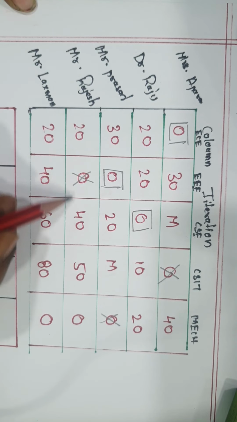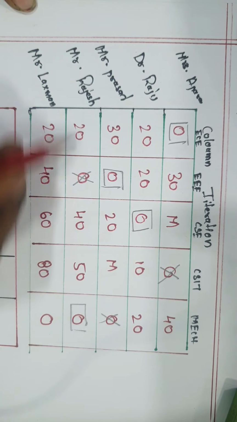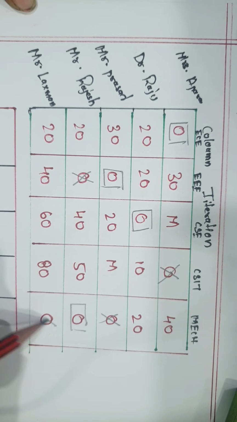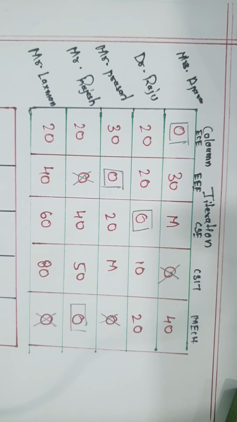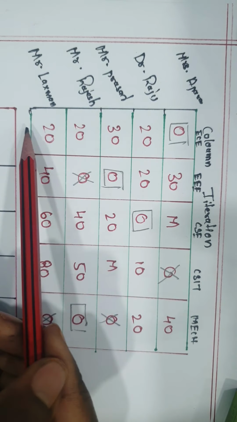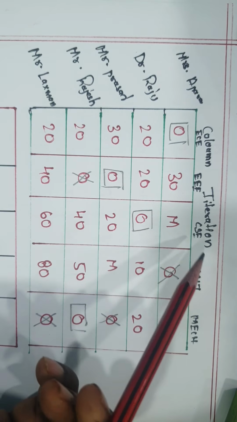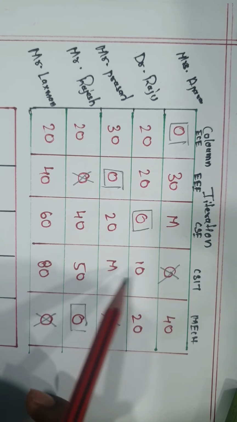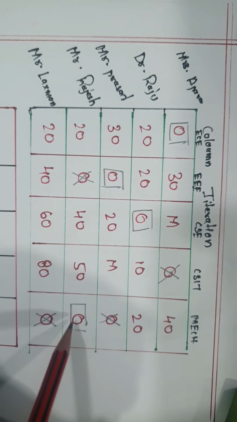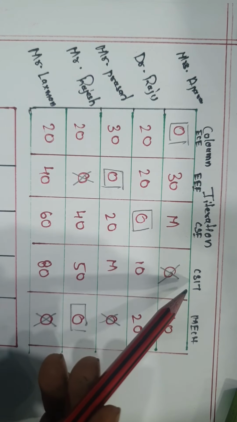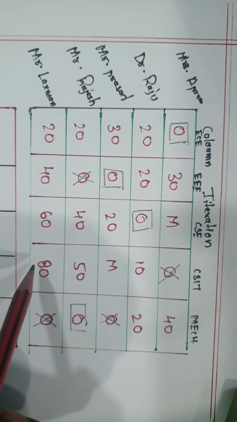Then I have to assign row 4. So here I have to assign. In that row, in that column, I have to cancel the 0. As you can see here, EC is assigned, Table is assigned, CSC is assigned, and mechanical is assigned. Only CSIT is left.